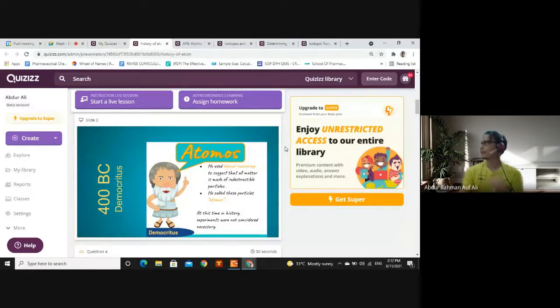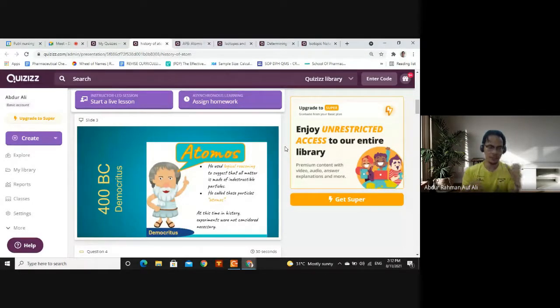Okay, and one day Democritus and his student were hanging out, and then the student asked Democritus, "What do you think stuff is made of?" He asked Democritus. So Democritus started to think.